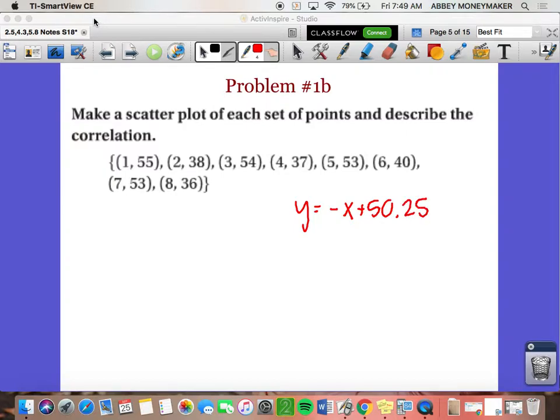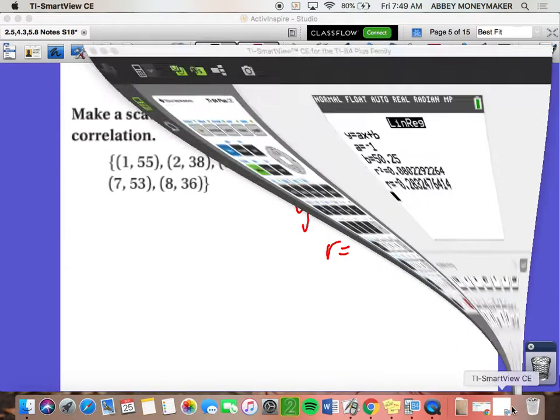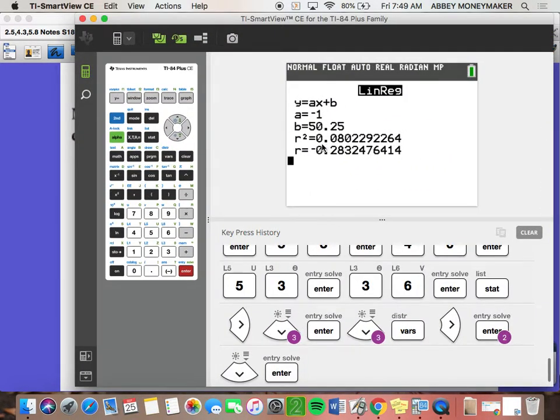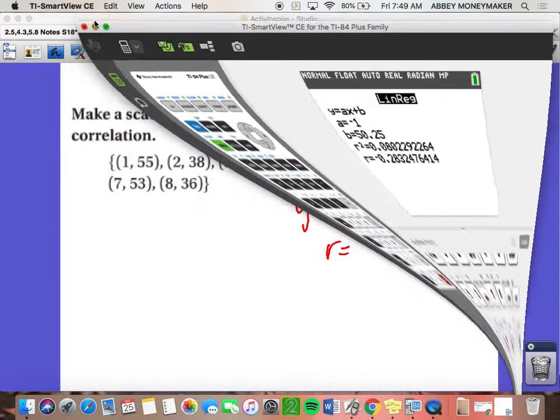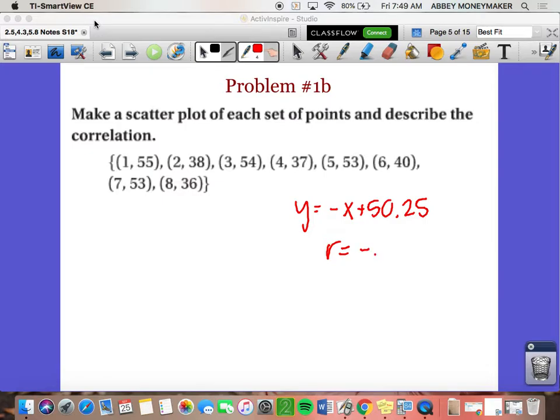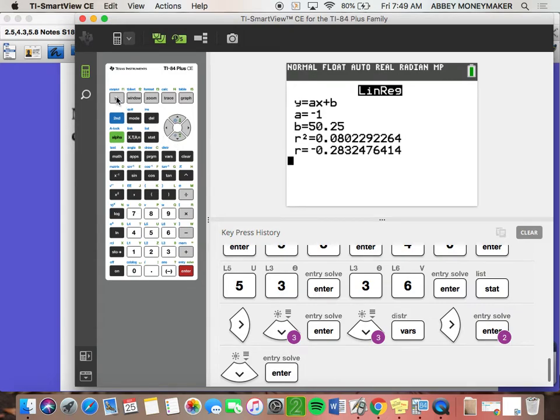That is our equation. We're going to look at the r value to figure out how strong that relationship is. And it says it's negative 0.28. Okay, so our r value is negative 0.28. Let's graph this on the scatter plot and let's see if we could say maybe that's a weak negative correlation, or if that's no correlation at all.